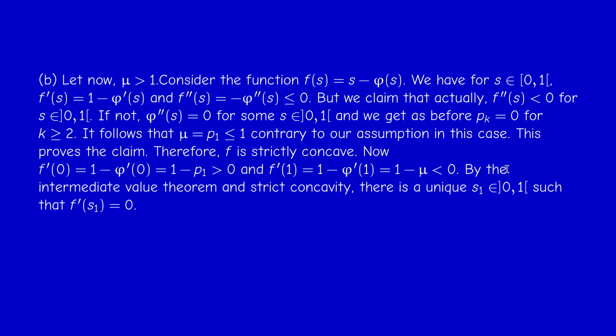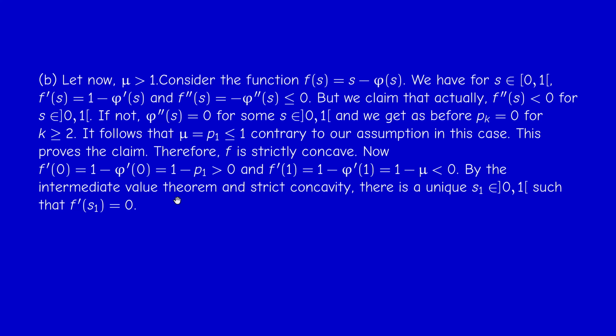So therefore, what do you have? You have a continuous function going from a positive value to a negative value. Therefore, it must vanish at some point. So it vanishes at some point, s1, and this point is unique because the function is actually strictly decreasing, so it cannot have two solutions.